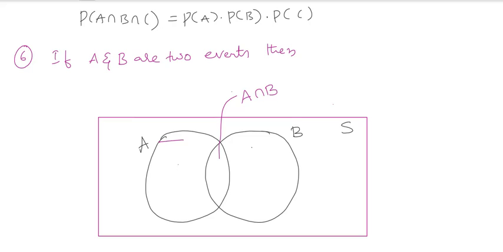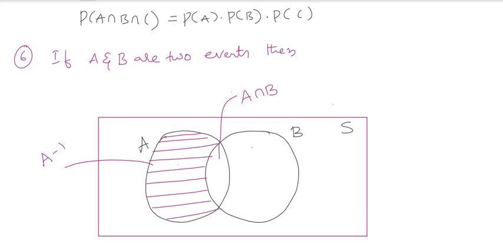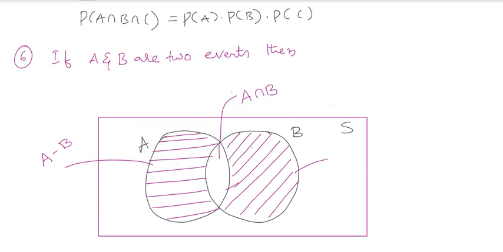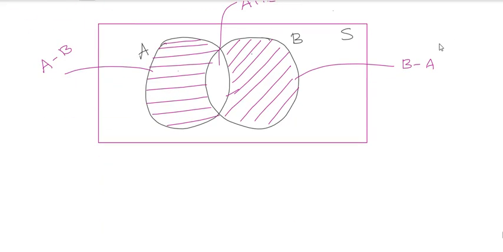Suppose I want to take only A, how will I represent it? This portion I am calling only A, which is A minus B. And this portion, shall I write it as only B, which is B minus A? Am I correct? Yes, that is how I have to represent it.